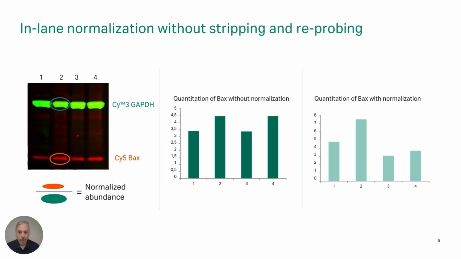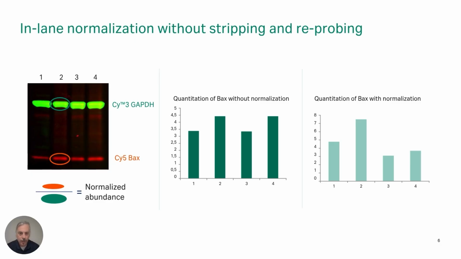Another way to approach the situation without having to strip and reprobe is to use a fluorescent approach, where you can have two different secondary antibodies conjugated in two different species. So the primary could be raised in rabbit and mouse, and then you'd have a goat anti-rabbit with Cy3, and then a goat anti-mouse with Cy5. In this situation, you don't have to strip and reprobe. You're seeing everything at the same time because you've got two different host species. So it makes it very easy to differentiate between the two targets.